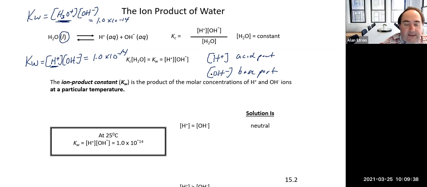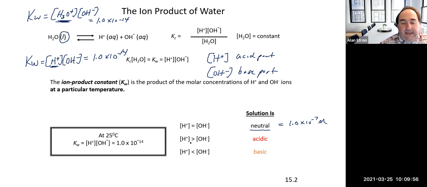So if we calculate the H+ concentration and it equals the OH- concentration, by the way, that means they both will equal 1 times 10 to the minus 7 molar, you will have a neutral solution. If the H+ concentration is larger than the OH- concentration, basically the acid part is larger than the base part, it will be acidic. If the H+ concentration is less than the OH- concentration, so our base part is larger than our acid part, it will be basic.